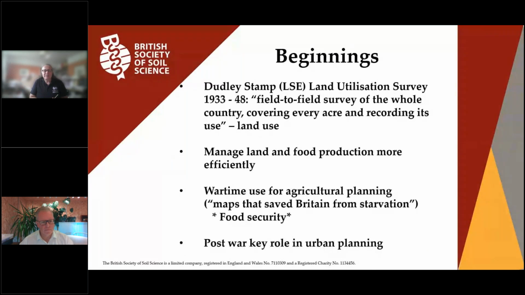So the ALC system as we see it today had its beginnings back in the 1930s with Dudley Stamp from the London School of Economics, who started the Land Utilisation Survey. This was a field-to-field survey of the whole country, looking primarily at land use. It used a vast array of volunteers to gather information across the country, including thousands of school children. His idea was that it would be used to manage land and food production more efficiently.